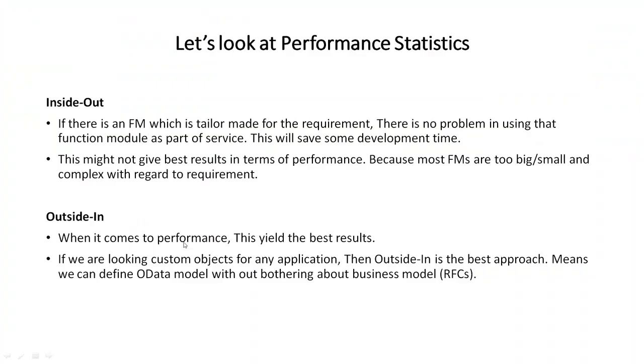So these are the two models. Lots of times there might be resistance saying, hey, why don't you use the function modules that already exist? Even if you explain all this, probably there will be resistance. That's why you have to take these performance statistics and show them: this is the reason why we are not going with the existing function modules. It might not fit our needs 100% or 90%.